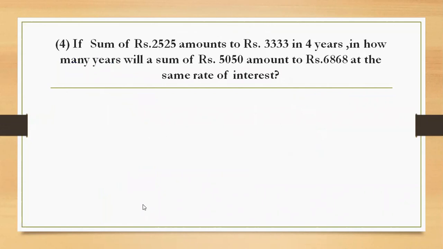Please, one student read it. If a sum of rupees 2,525 amounts to rupees 3,333 in 4 years, in how many years will the sum of rupees 5,050 amount to rupees 6,868 at the same rate of interest? Good. Thank you very much. Now in this question there are also two parts. From the first part, we will find the rate of interest. The principal, amount and time are given, so we can find the rate of interest, and that rate will be used in the second part. Okay, Shashwat?